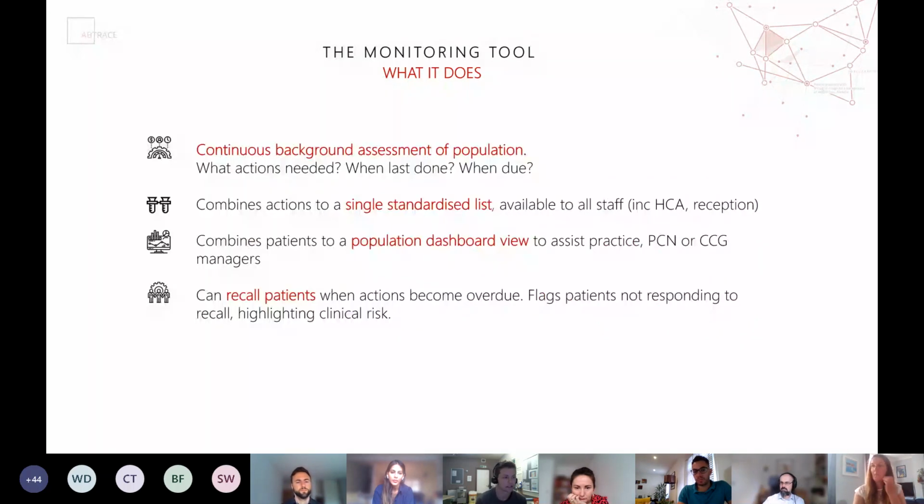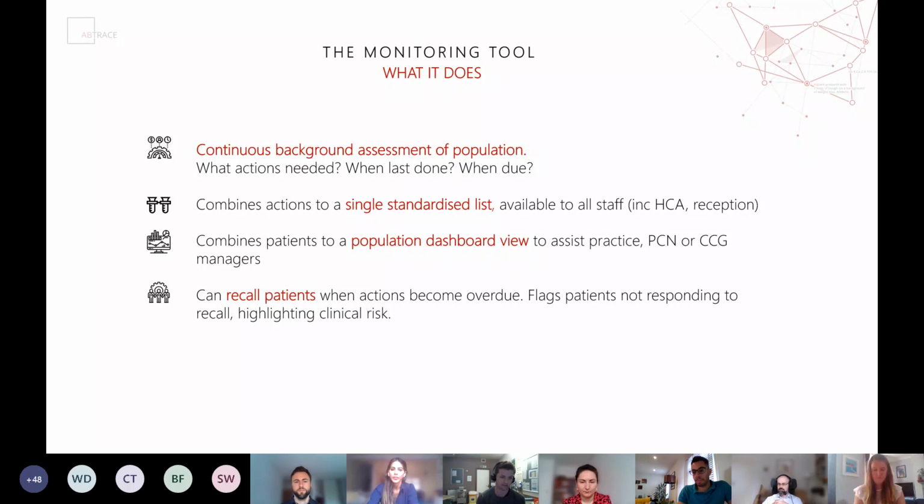Next slide, please. How it does this: the tool accesses the full electronic health record data. It does a continuous background assessment of the whole population, looking against all those rule sets that I talked about, the QOF, DES, long-term conditions, prescribing, seeing for every patient what are all the different actions they need, when were they all last done, when will they next be due.